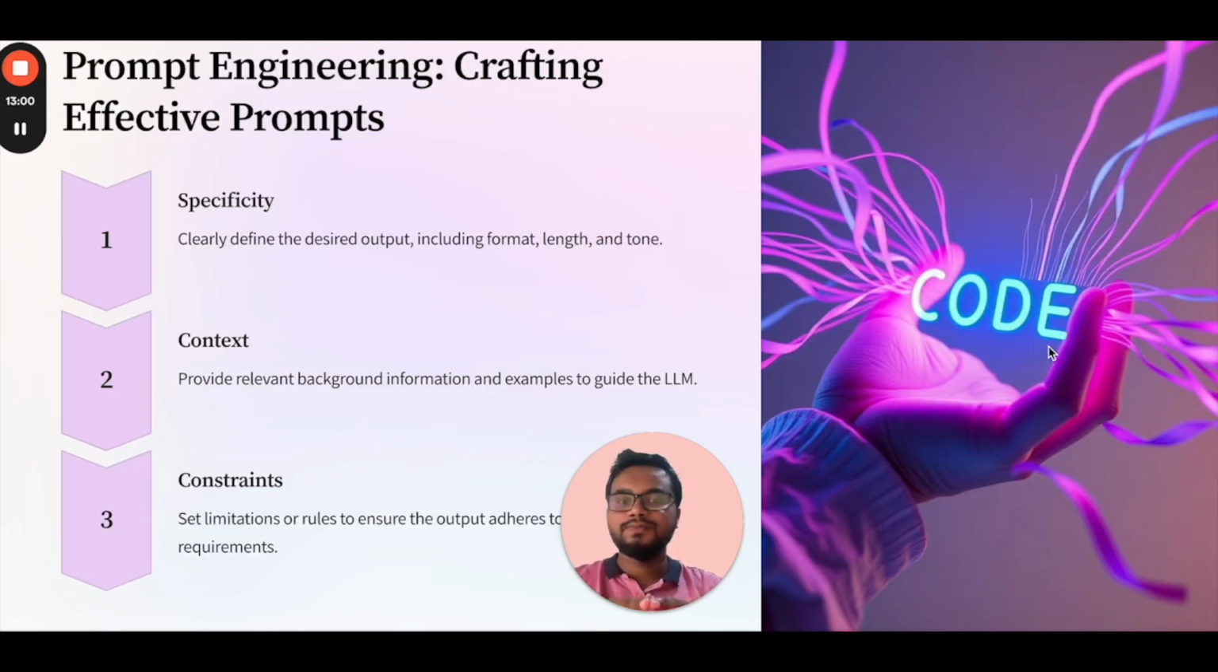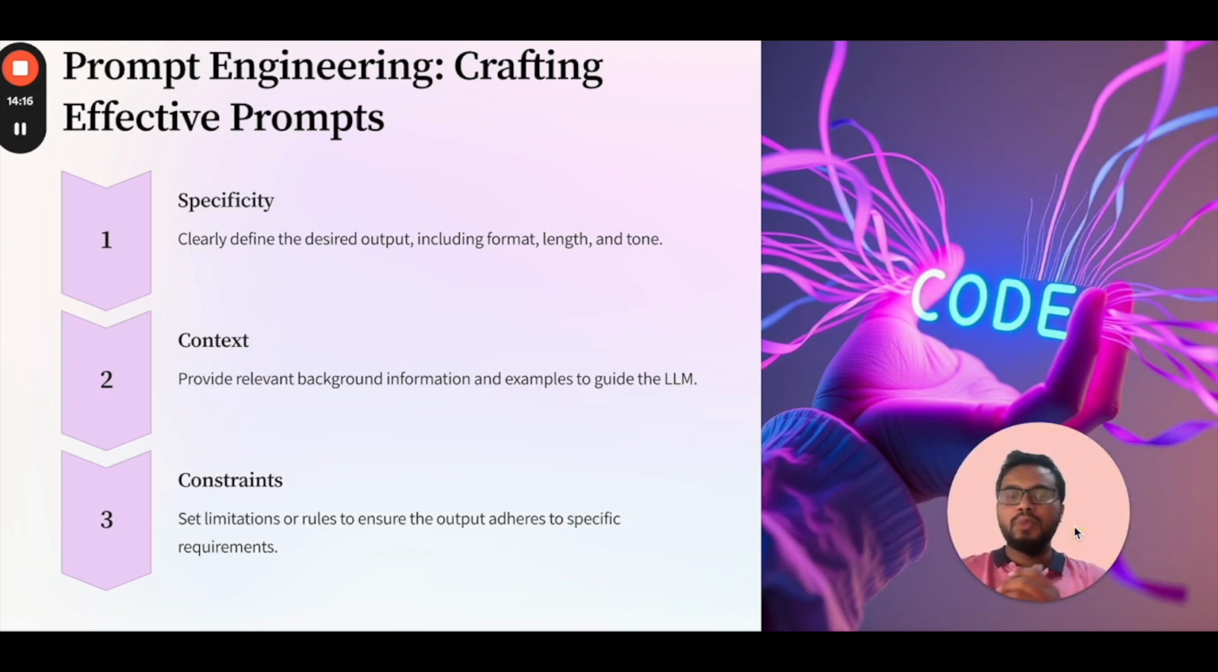What are the steps in prompt engineering? First step is you need to clearly define the desired output, including format, length, tone, right? That is step one. Second, context. Provide relevant background information and examples to guide the LLM. That's step two. Step three is constraint, right? Maybe set limitations or rules to ensure the output adheres to specific requirements.